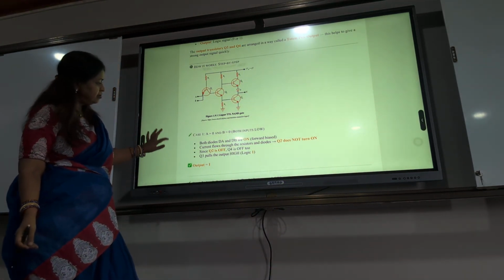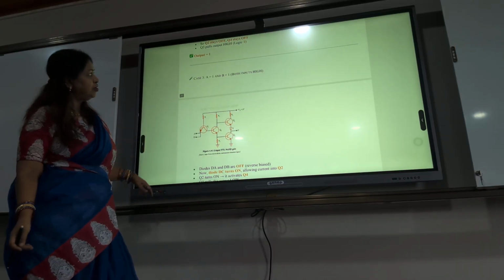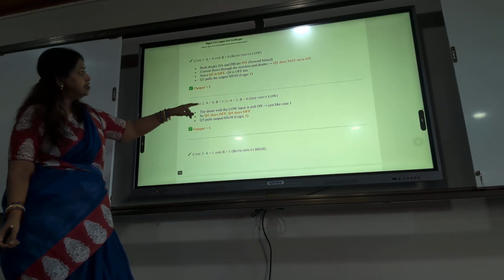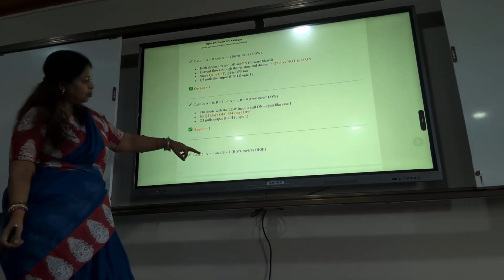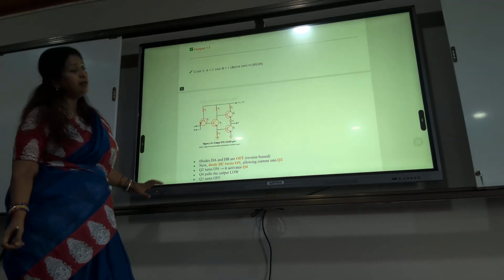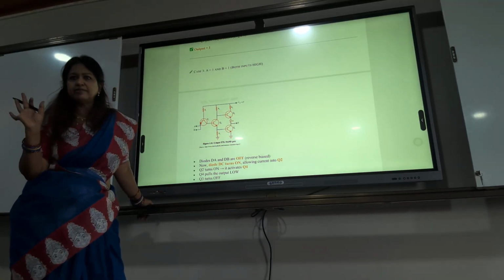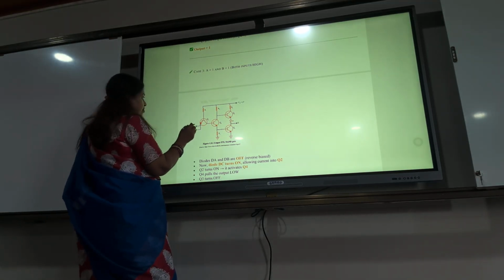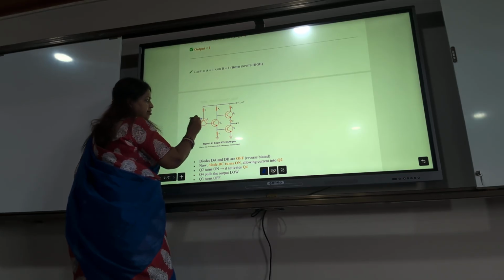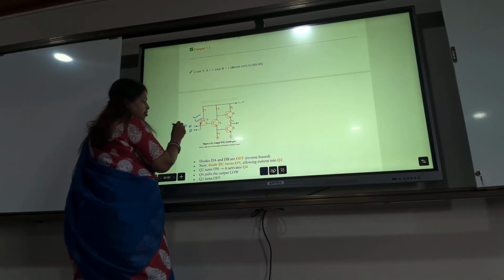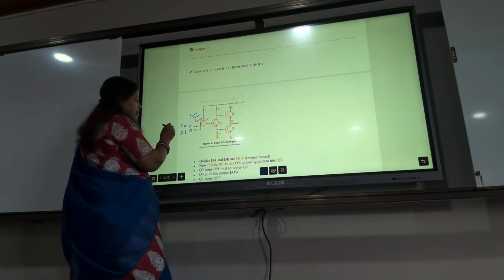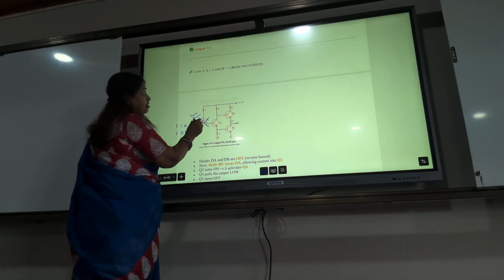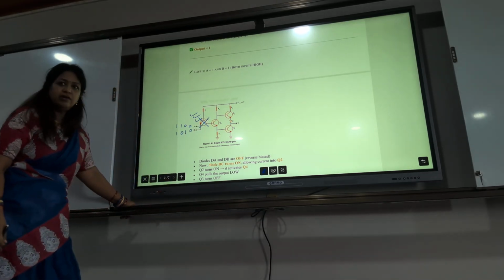Then the next condition, we have A equal to 1, B equal to 1. Until any one input is 0, that diode is going to continue. A is 0, B is 1, this is going to continue. 0, 0 also, 0, 1 also, 1, 0 also, this is going to continue. 1, 1, what will happen? This will not continue.